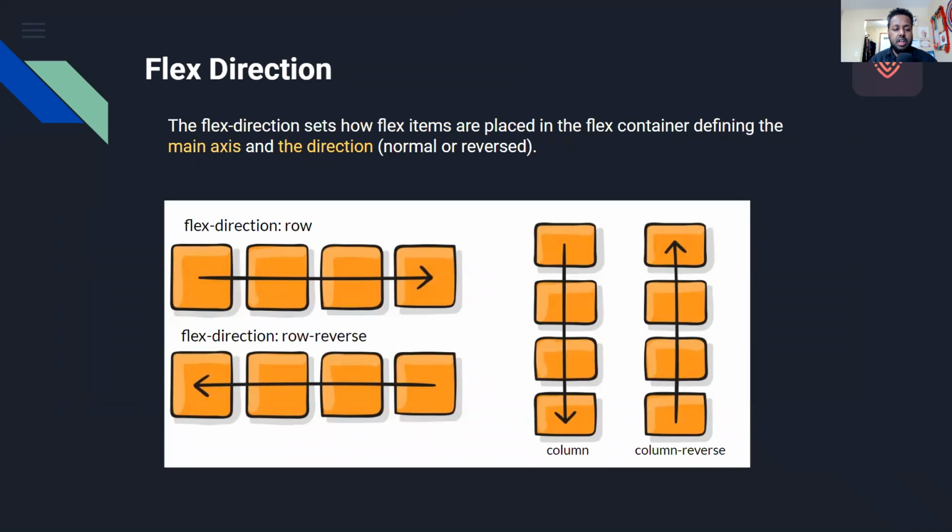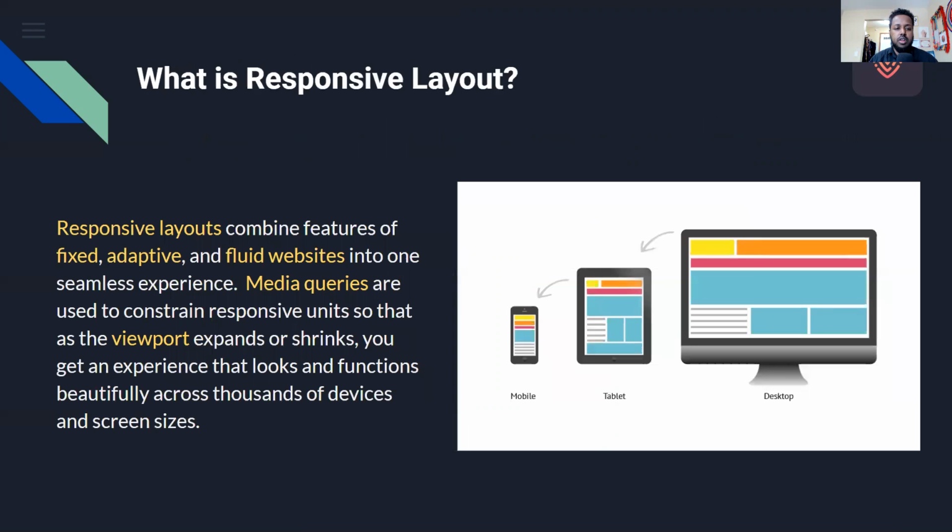Flex direction basically helps you with the direction. If you want elements to align horizontally, you use flex direction row. If you want them to align vertically, then you use column. So you will learn that.